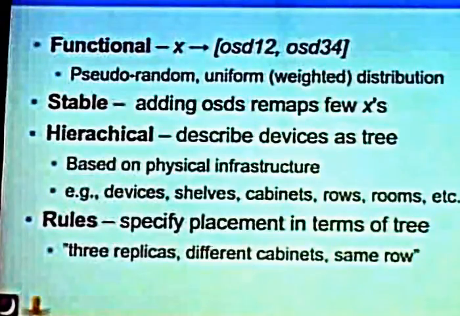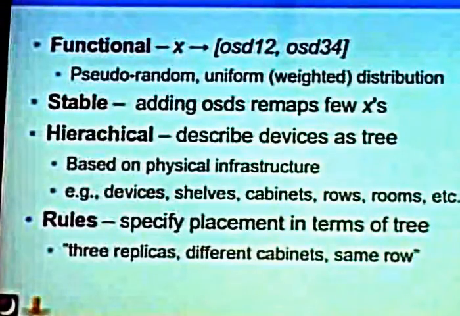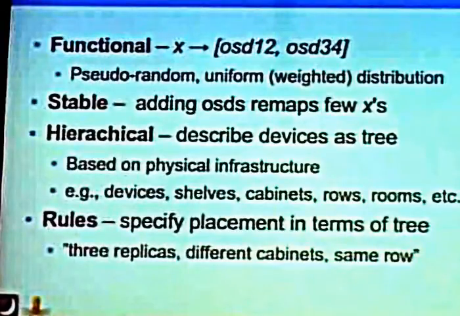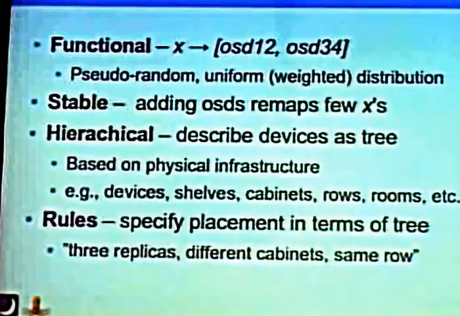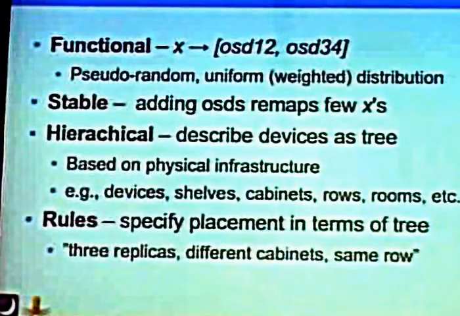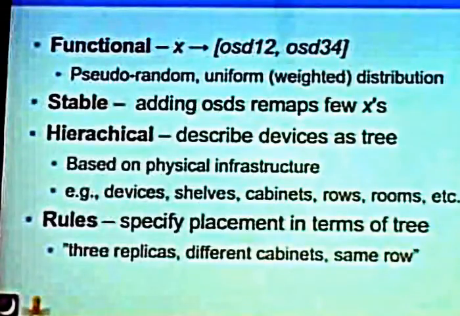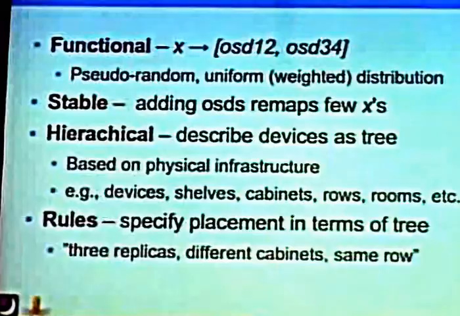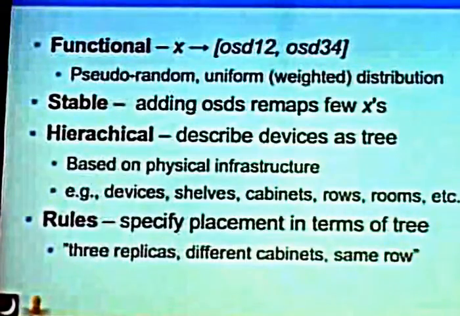So you might say that I want 3 replicas of every data object. I want those objects to be stored in different cabinets so that an individual network switch failure or, say, a power circuit failure won't take out multiple copies of the same piece of data. But I might also want to say that I want all replicas to be in the same row so that the replication traffic doesn't generate lots of intra-data center network load.